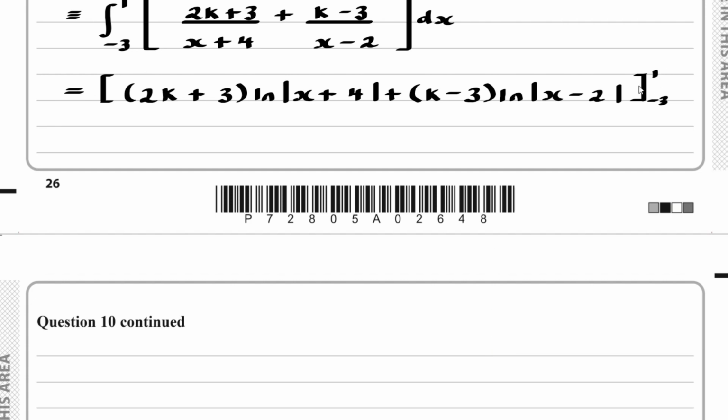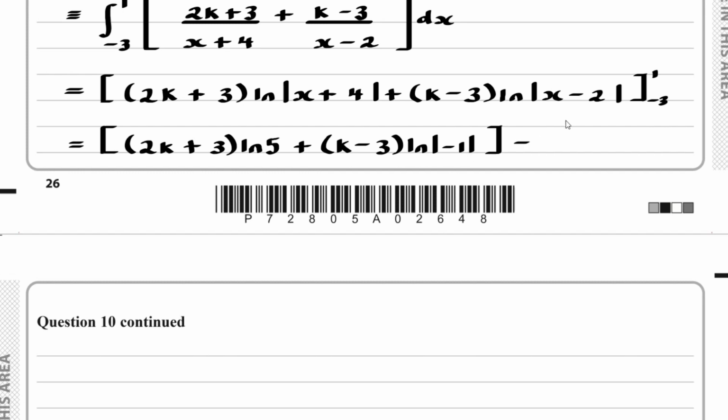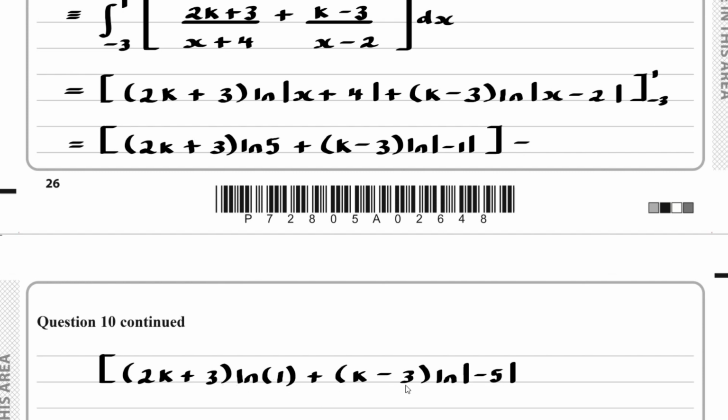So if I substitute 1 in for my upper limit, I have 2k plus 3 multiplied by the natural log of 5 plus k subtract 3 multiplied by the natural log of the mod of negative 1. And then I subtract from this. Well, if I substitute in for my lower limit, we have 2k plus 3 multiplied by the natural log of 1 plus k subtract 3 multiplied by the natural log of negative 5.